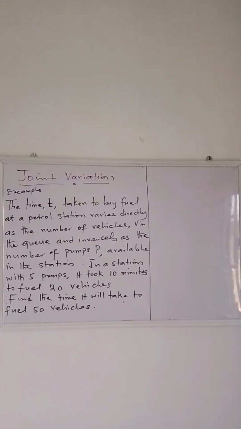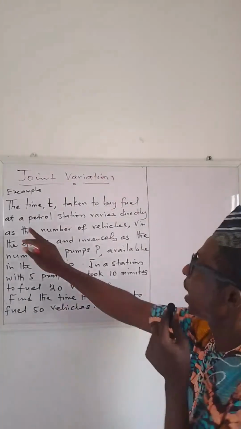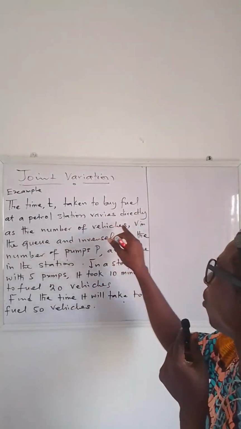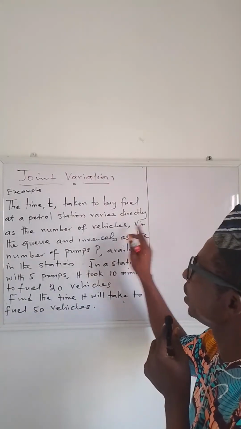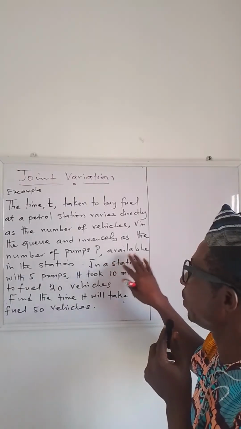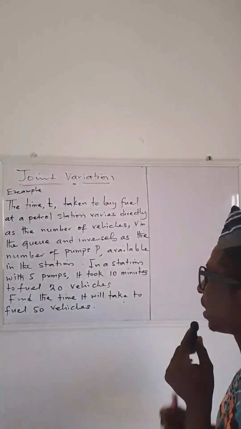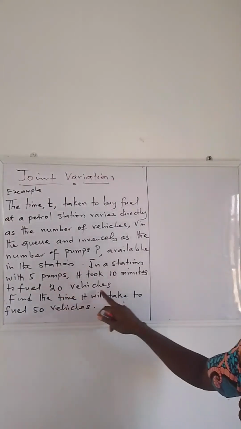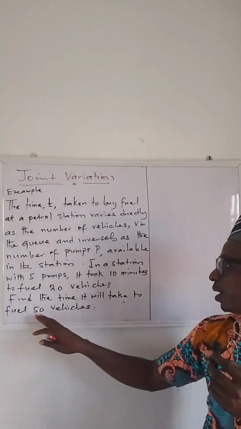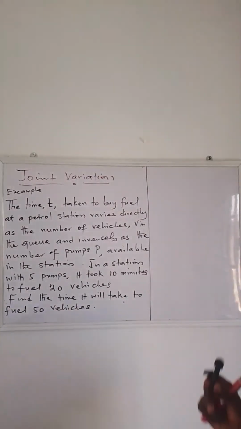Okay, now let's read the question together. Now, the time T taken to buy fuel at a petrol station varies directly as the number of vehicles V in the queue and inversely as the number of pumps P available in the station. So in a station with 5 pumps, it took 10 minutes to fuel 20 vehicles. So find the time it will take to fuel 50 vehicles. Okay, so how do we solve this problem?